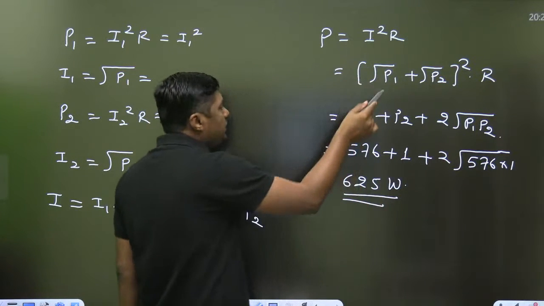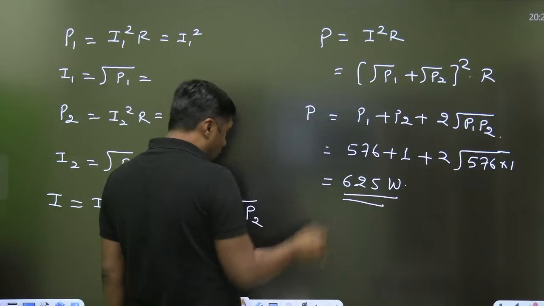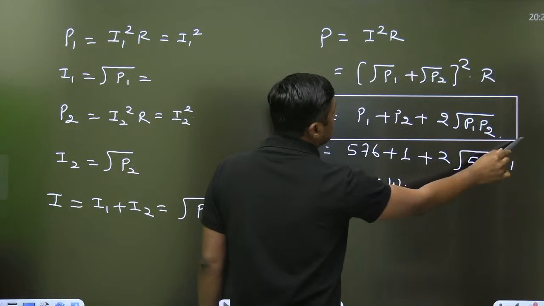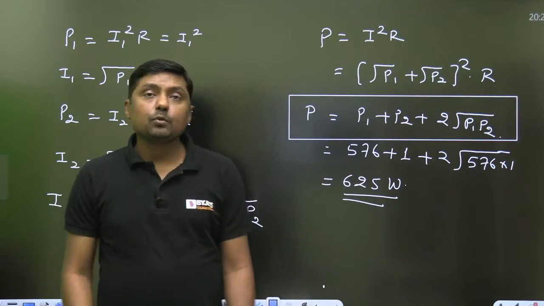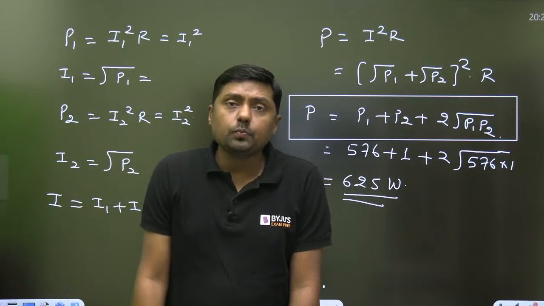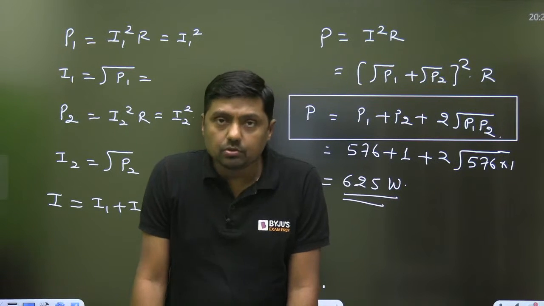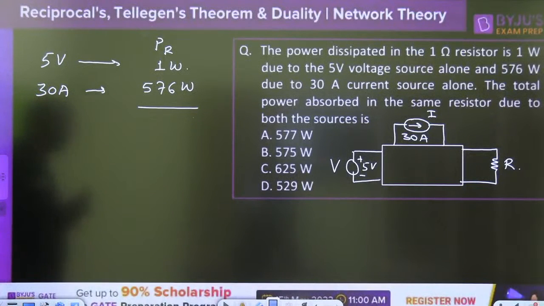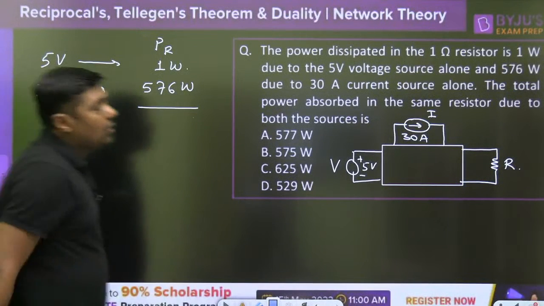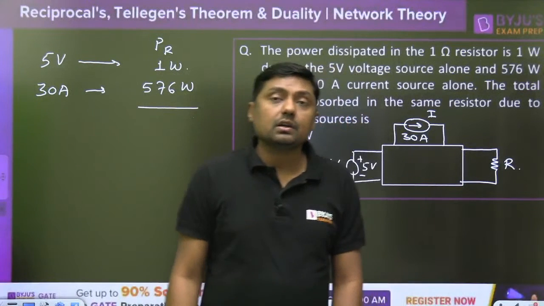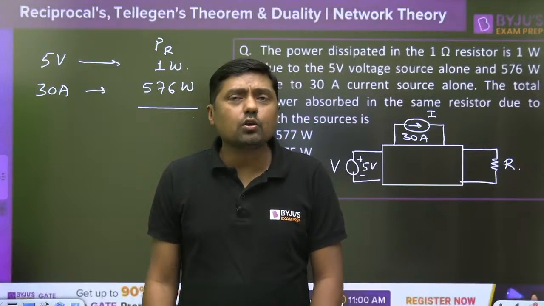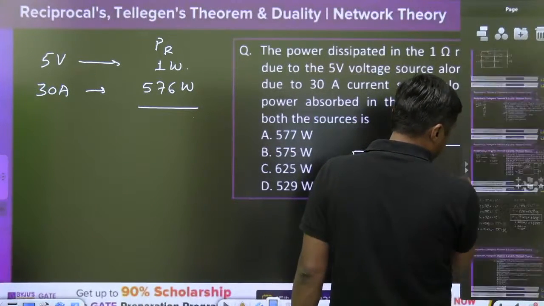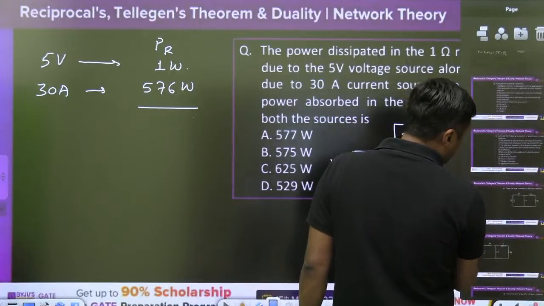If P1 and P2 are given, you have to use this formula. Remember: P1 plus P2 plus 2 times root of P1 P2. That will be the answer, because the superposition theorem is not applicable for power calculation. We have to calculate the current in individual cases, or you can also calculate the voltage. I think that is also clear to you.